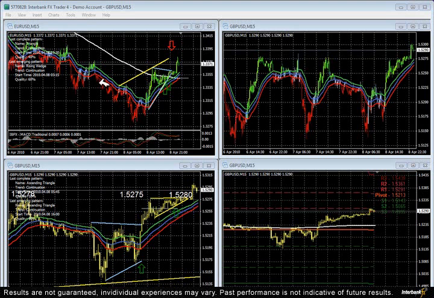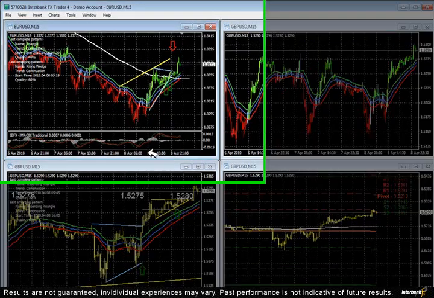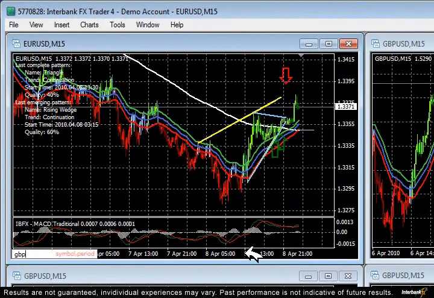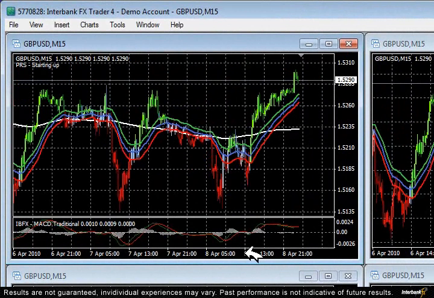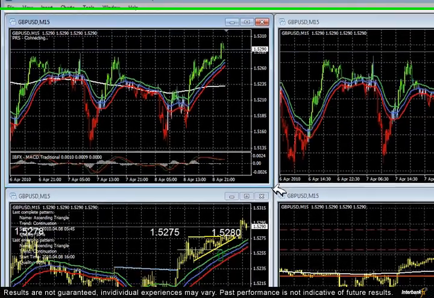So if I'm looking at a 15-minute time frame, this is the cable and the euro. Let me turn this one into the cable here. All right, so I'm looking at a 15-minute time frame across the cable, the British pound US dollar. This is a shorter term time frame.